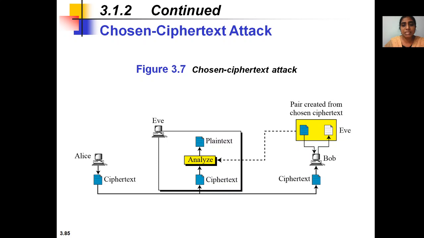Coming to the chosen ciphertext attack. Here the attacker does not attack the plaintext, but attacks the ciphertext being sent to the receiver, or wants to change that particular ciphertext. That attack we call a chosen ciphertext attack.